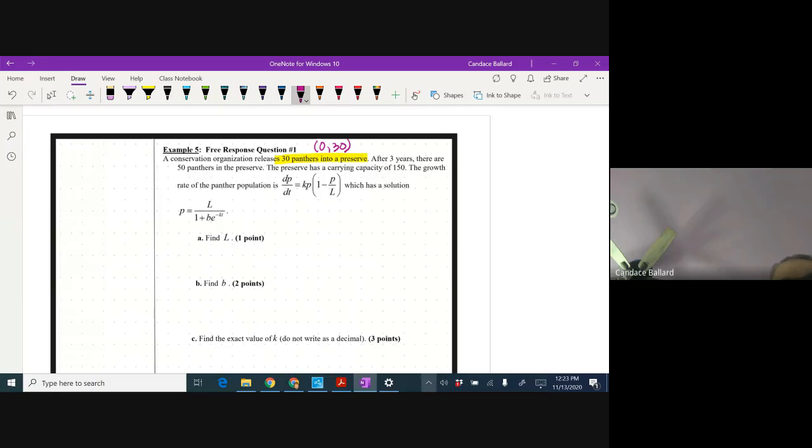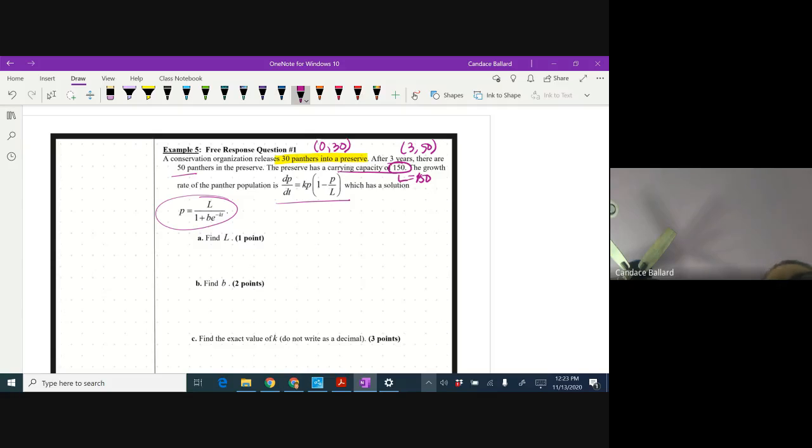After 3 years, there are 50 panthers. So there's another data point, right? (3, 50). The preserve has a carrying capacity of 150. So that's got to be my L, right? 150. The growth rate of the panther population is given by this, which means we're in a logistic growth model, which has a solution of this form. So those are our 2 indicators. Hey, we're using logistic growth.